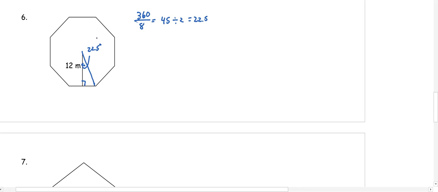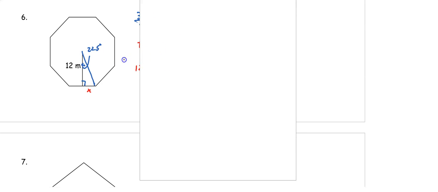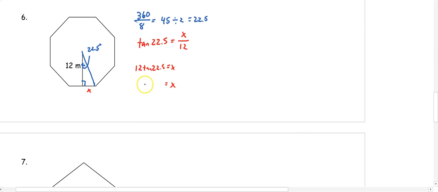In this case, we can't use special right triangles, but remember when we have an angle and we're trying to find a side, we can use trig. So in this case, if I have 12 and I'm looking for the side down here, which is x, that's my opposite and my adjacent. So I'm going to say that the tangent of 22.5 equals the opposite over the adjacent. So remember, because the numbers on the bottom, we're going to multiply. So 12 times the tan of 22.5 equals x. So when I multiply, I get that x equals 4.97.